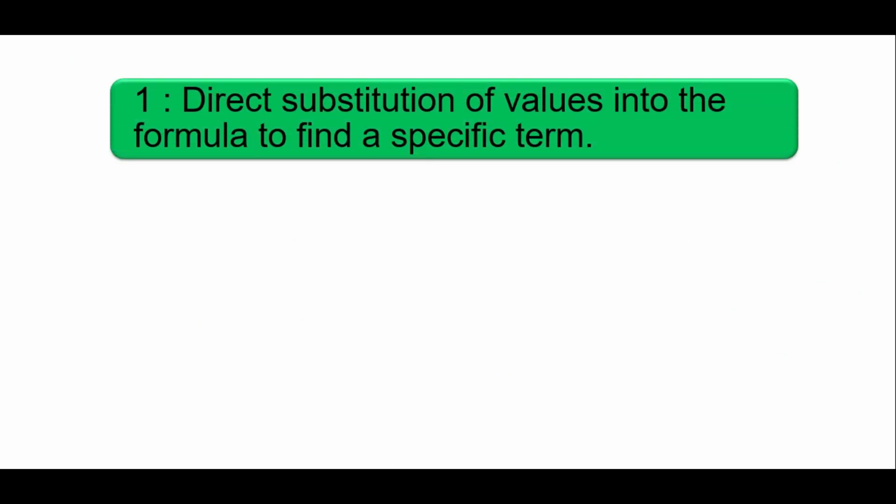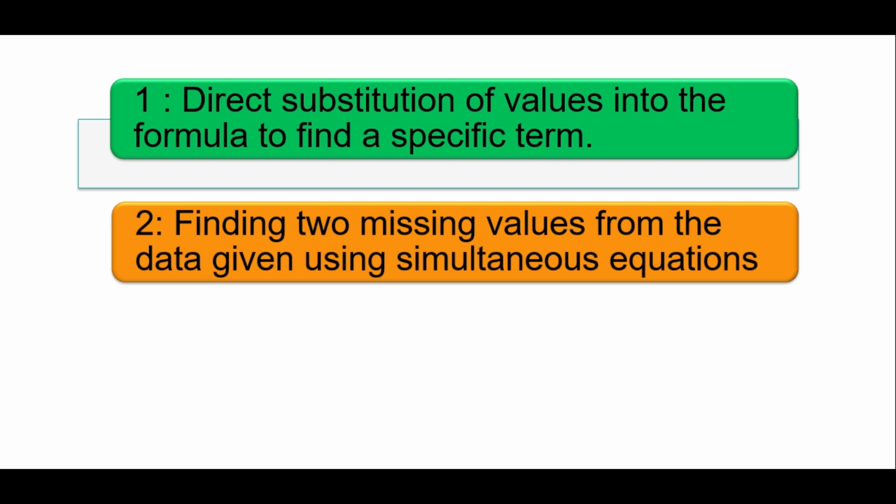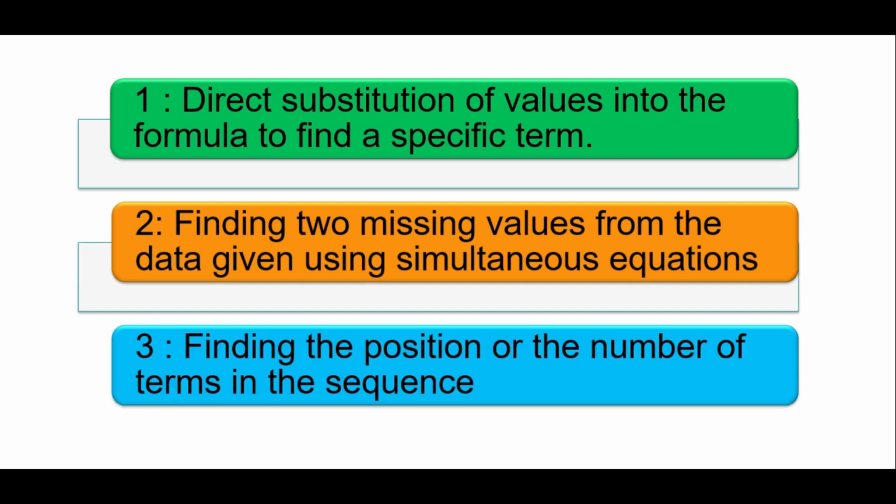Now today you will be dealing with type 1 questions, which are direct substitution of values into the formula to find a specific term, finding two missing values or variables from the data given using simultaneous equations, and the third part of the questions will be finding the position or the number of terms in the sequence. So if you are okay with any one of these topics, you can just skip that part and go to the section where you need explanation to save time.